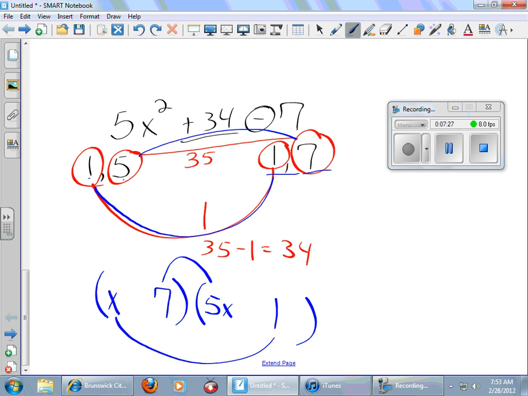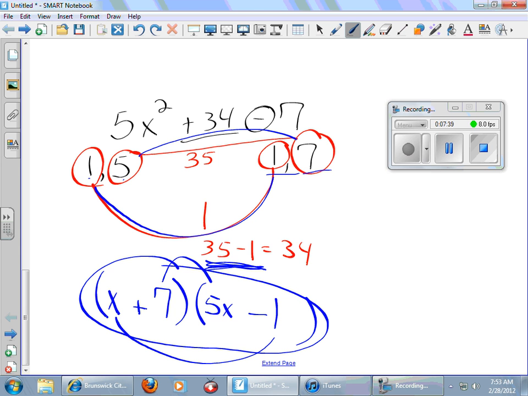Now I have to watch my signs. They're not going to both be positive. One has to be negative, and if I look right here, I know which one's negative. The 1. And then 35 needs to be positive, and there we go. And again, you can FOIL for extra practice.